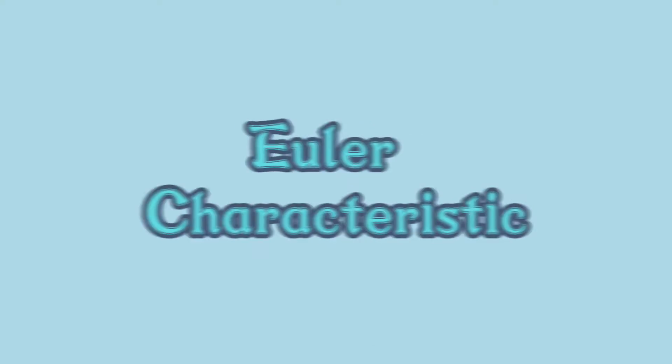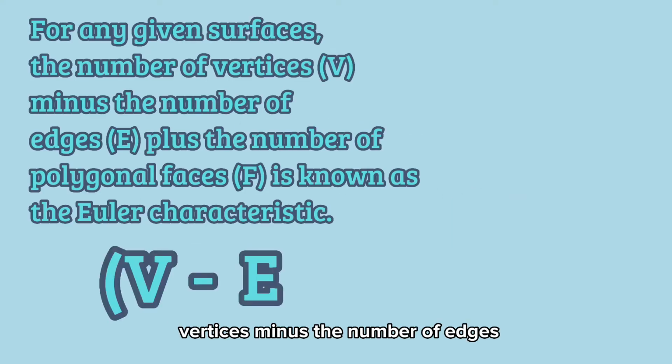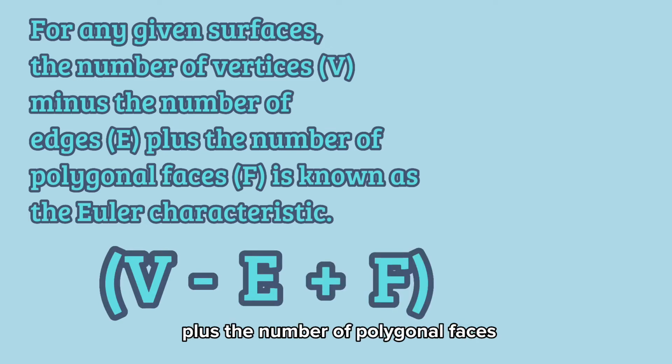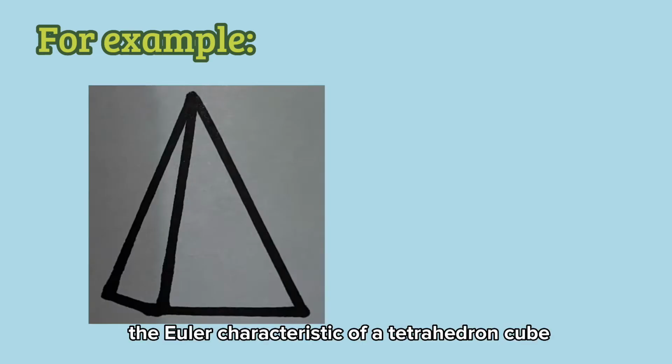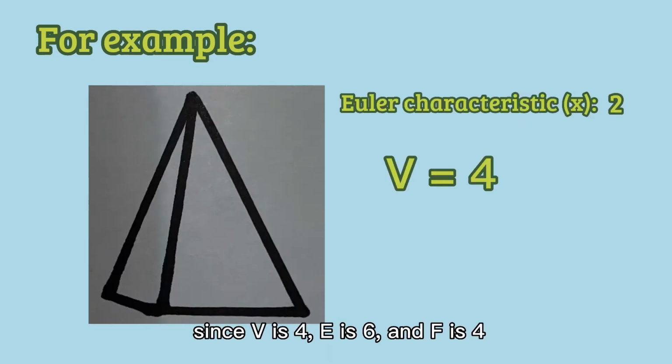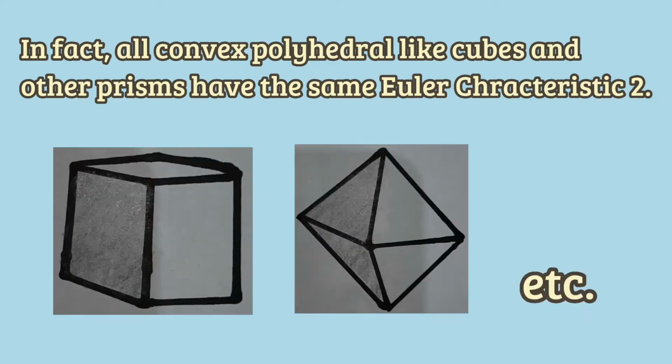Let me introduce to you the Euler characteristic. For any given surface, the number of vertices minus the number of edges plus the number of polygonal faces is known as the Euler characteristic. For example, the Euler characteristic of a tetrahedron is 2, since V is 4, E is 6, and F is 4. In fact, all convex polyhedra like cubes and other prisms have the same Euler characteristic too.